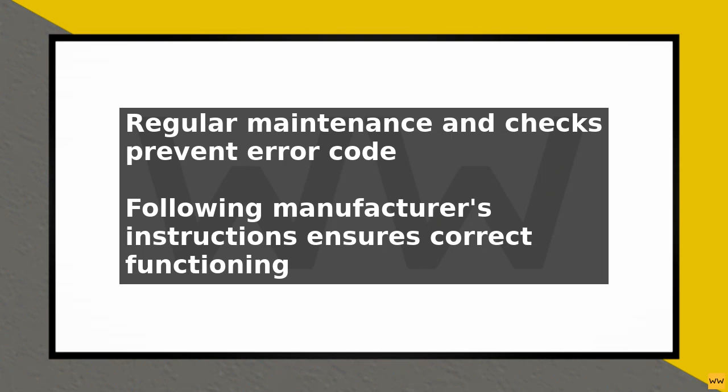Best practices for preventing the E35 error code include regularly checking the wiring and components for any signs of damage or wear. It is also essential to follow the manufacturer's instructions for maintenance and repair to ensure the washer continues to function correctly. By following these steps and best practices, you can resolve the Frigidaire washer E35 error code and get your washer up and running again.